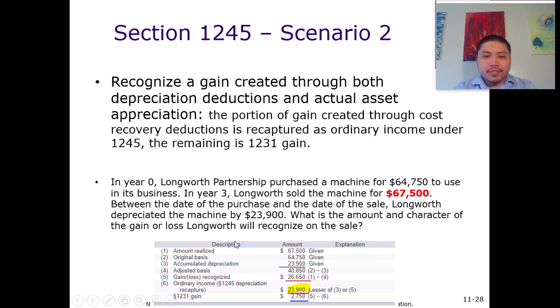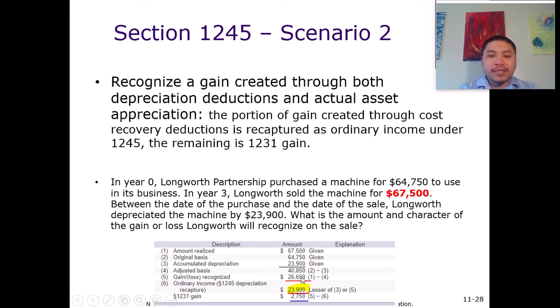So in this case, the adjusted basis is going to remain the same, and the accumulated depreciation remains the same. So now we can calculate the recognized gain. We take 67,500, subtract 40,850, and now we recognize a gain of $26,650, right?